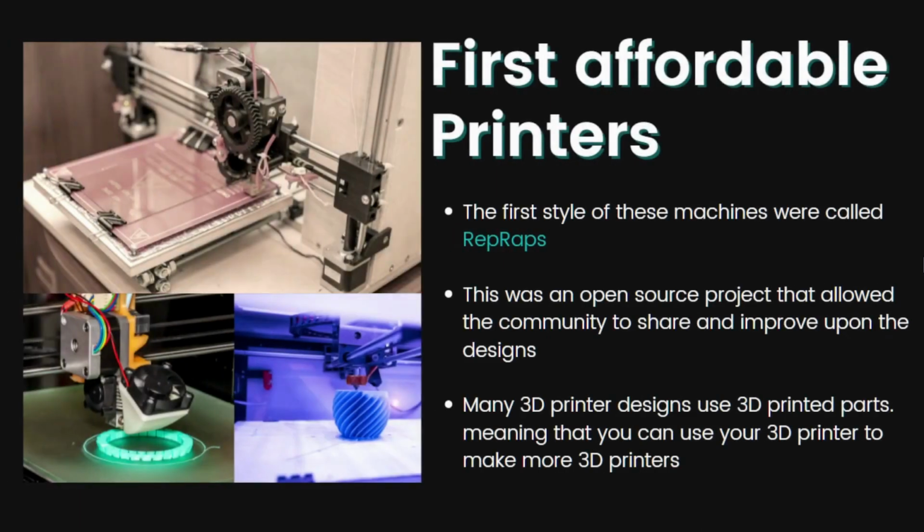The first affordable 3D printers were called RepRaps, and they were open source machines that you could build yourself. This open source project allowed the community to share and improve upon designs, and this rapid sharing and prototyping allowed the printers to become very good and user-friendly over time. Many 3D printer designs use 3D printed parts, meaning that you can use your 3D printer to build more 3D printers, or you can ask your friend to print parts for you.